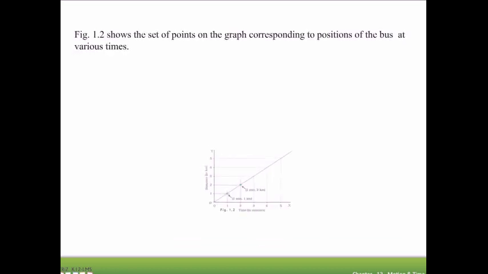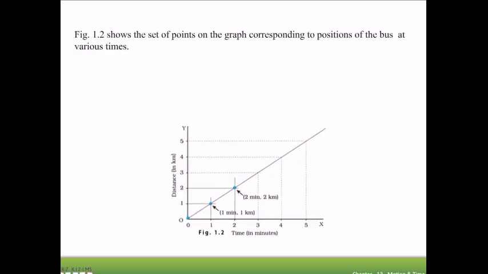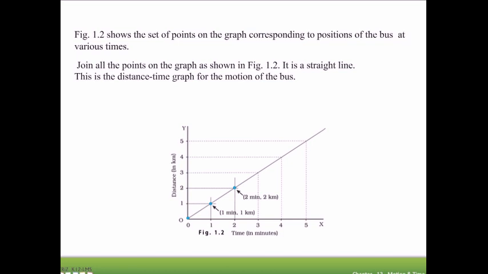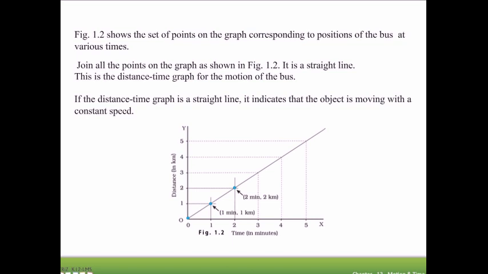Figure 1.2 shows the set of points on the graph corresponding to positions of the bus at various times. Join all the points on the graph as shown in figure 1.2. It is a straight line. This is the distance-time graph for the motion of the bus. If the distance-time graph is a straight line, it indicates that the object is moving with a constant speed.